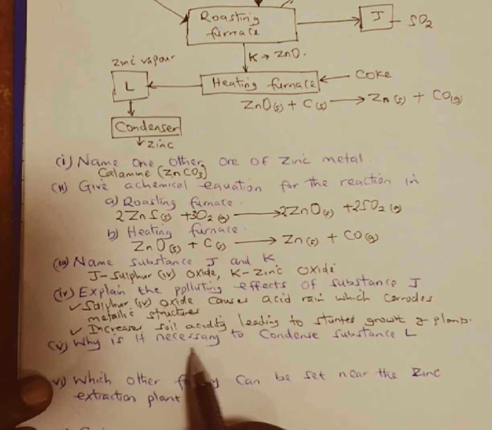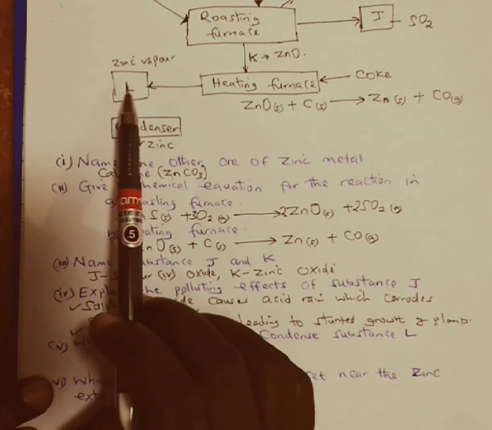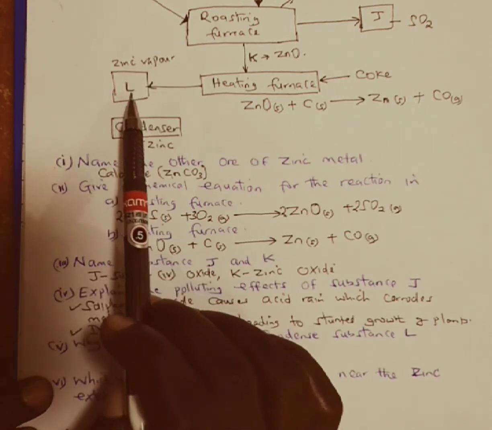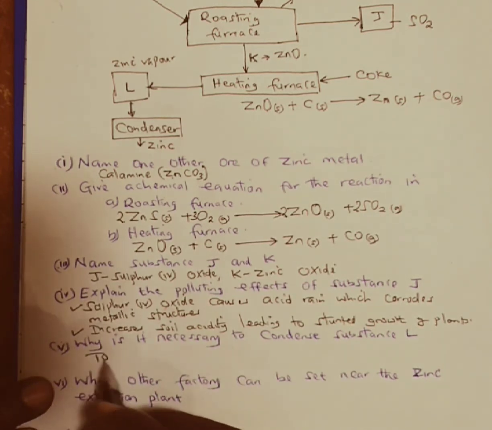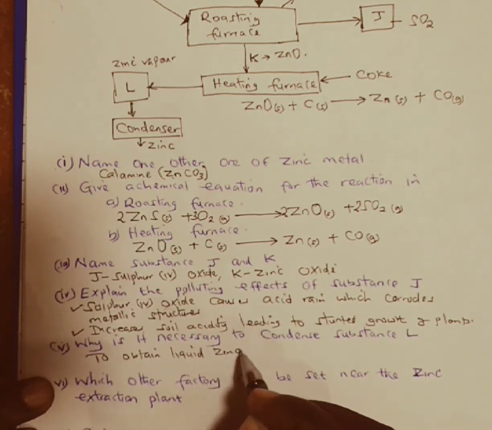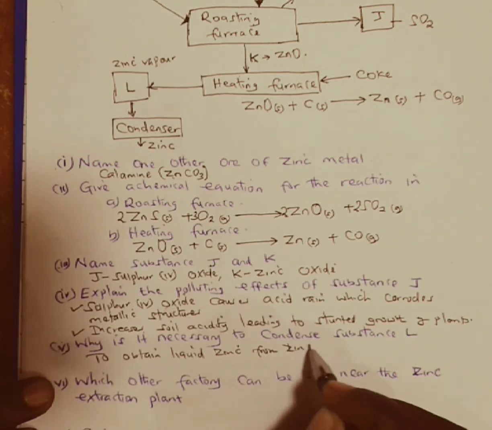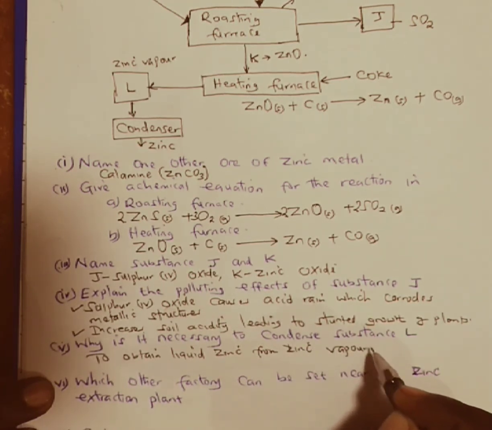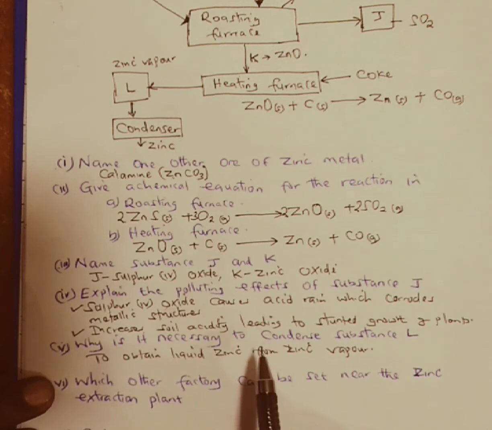5. Why is it necessary to condense substance L? You realize substance L is zinc vapor, and therefore it has to be condensed into the liquid for storage. So the necessity here is to obtain liquid zinc from zinc vapor, because the temperatures in the heating furnace are very, very high, and therefore the zinc metal that comes from it is in vapor form.